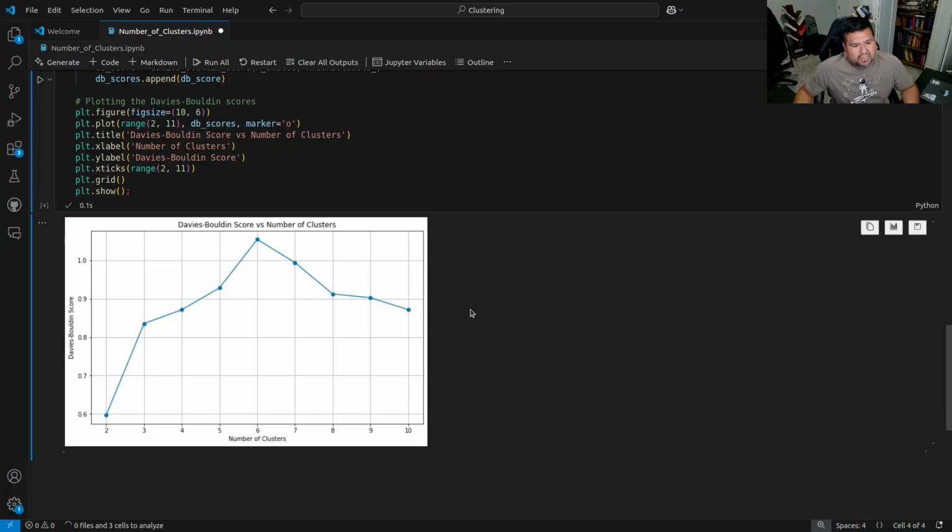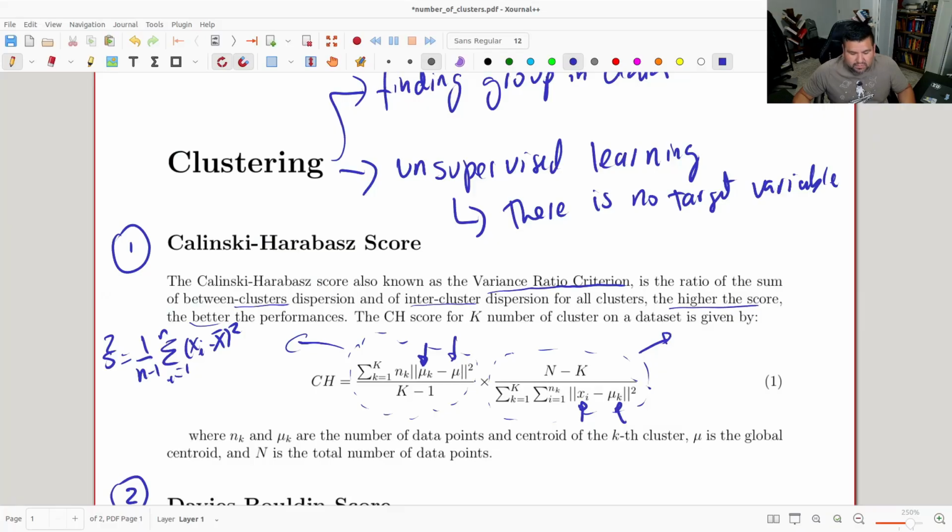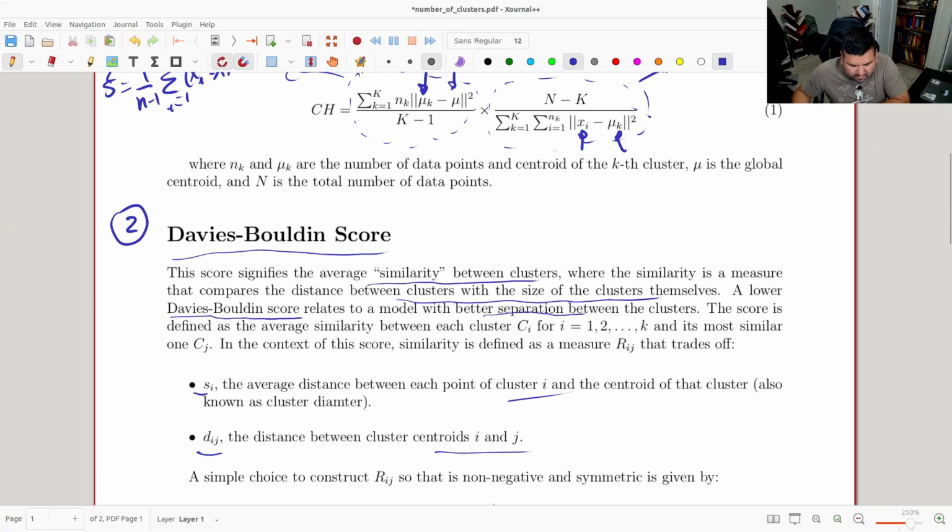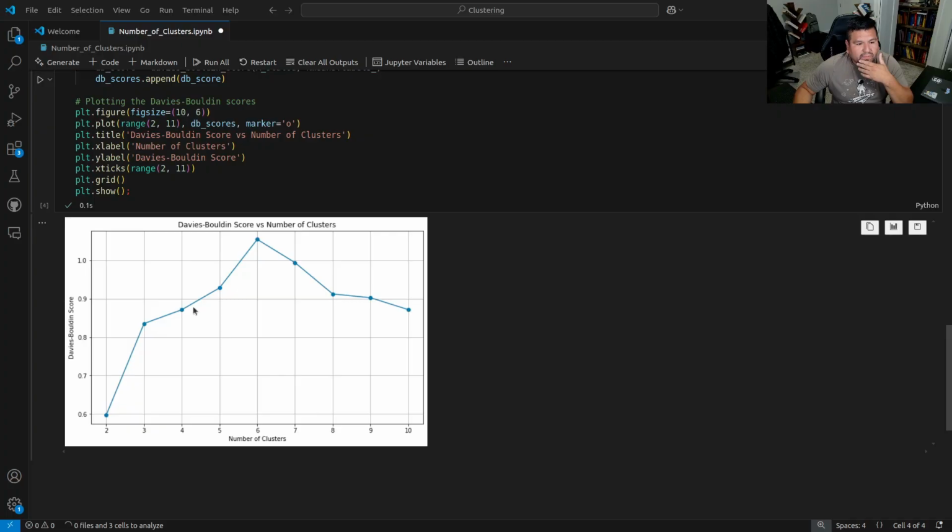When it comes to the Davies Bouldin score, going back to the notes, what does it suggest? A lower value shows a better result. The smaller the Davies Bouldin score is, the better. So in this case, the result associated to two clusters is the one that minimizes the Davies Bouldin score. So based on the Davies Bouldin score, we should cluster the data into two groups. That's basically what we're learning from this.